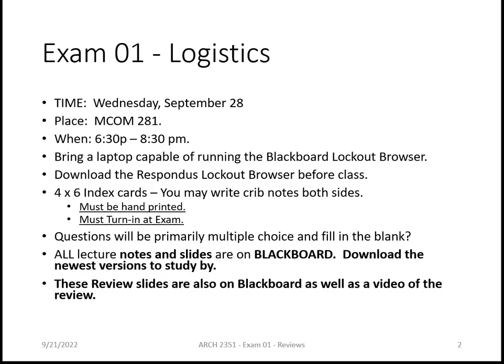Bring a laptop. You have to have a laptop. If you don't, you need to talk to us. We need to hustle.